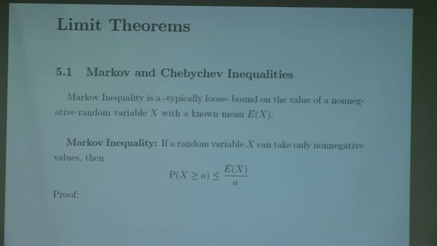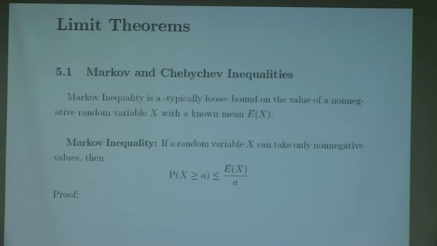This is typically a loose bound on the value of a non-negative random variable x with a known mean, expectation of x. Okay? So here's the inequality. If the random variable x is non-negative, that is, it can take only non-negative values, then the probability that x exceeds a certain positive value a is upper bounded by expectation of x divided by a. This is true for any random variable x that's non-negative, irrespective of the particular distribution of x.